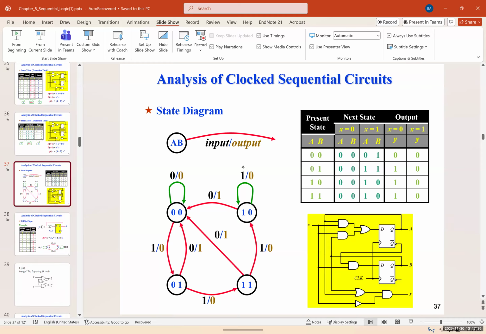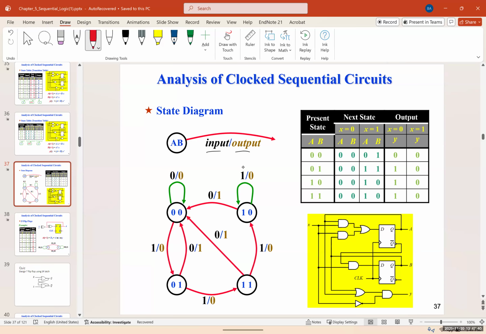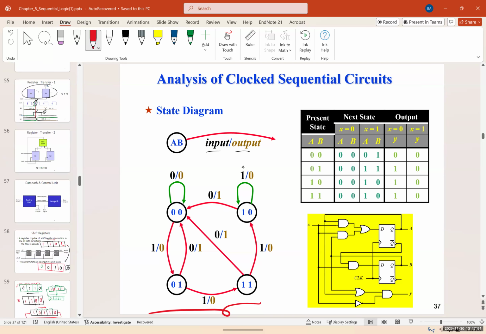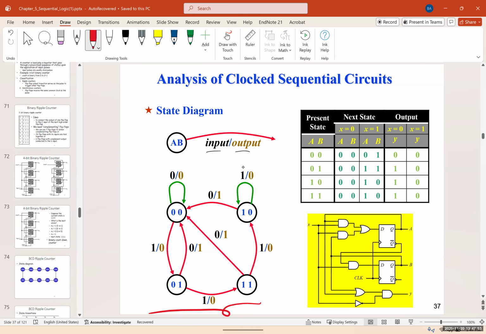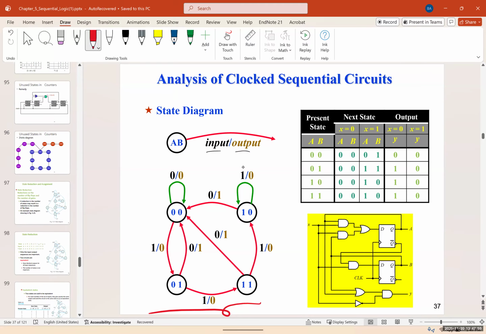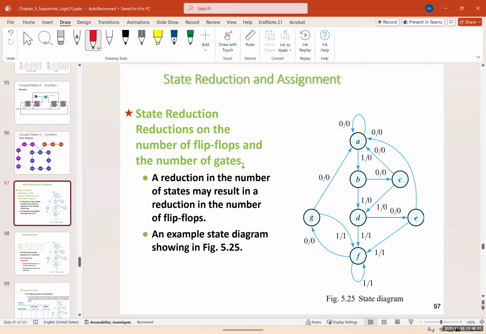The circle shows the AB, the left shows the input, and the right, for example, shows the output. And based on the table that we had, we could determine the next state. Now, we can use this state diagram in different methods like Mealy and Moore to be able to simplify our state diagram, therefore to be able to simplify our sequential logic circuit. For a combinational logic circuit, we usually did that through a K-map. For a sequential logic circuit, one way to do it is to use state reduction and assignments.